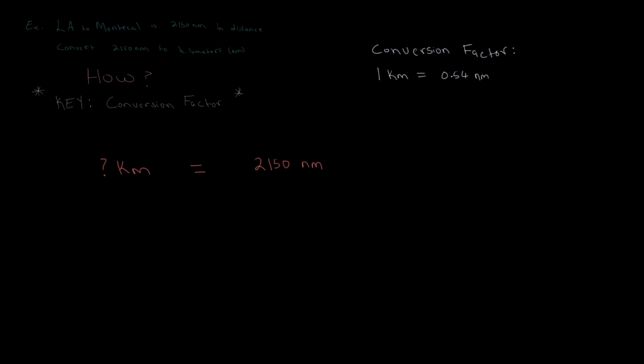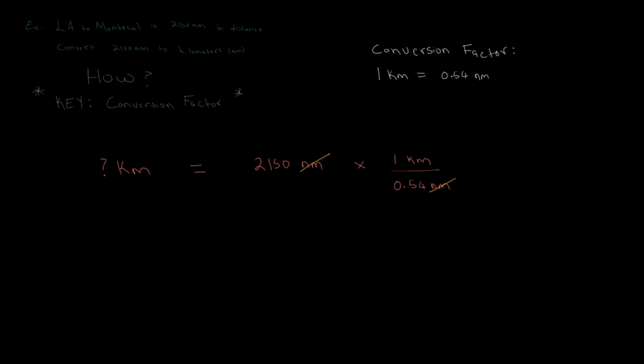So now, the idea here is, if we want to get kilometers, we have to cancel out nautical miles. To do this, we simply multiply 2,150 nautical miles, our starting point, by 1 kilometer over 0.54 nautical miles. We always want to make sure that the units we're canceling out are opposite each other. So note here how we have 2,150 nautical miles in the numerator, and then we have 0.54 nautical miles in the denominator. Those will both cancel out.